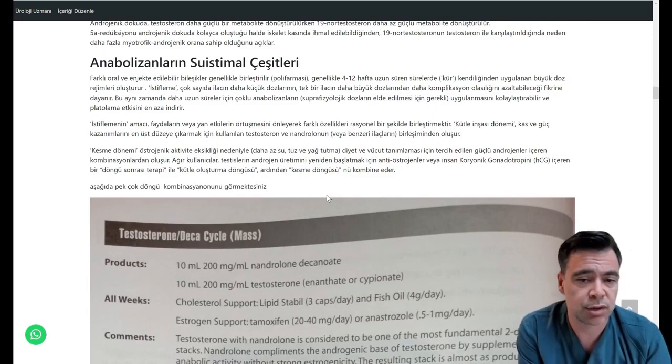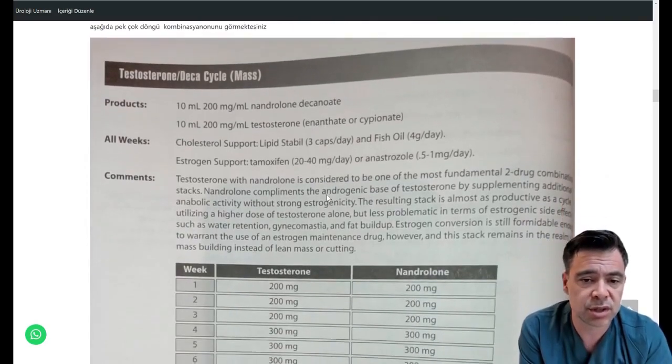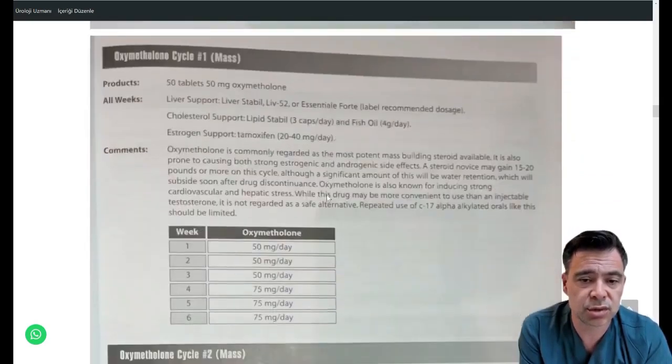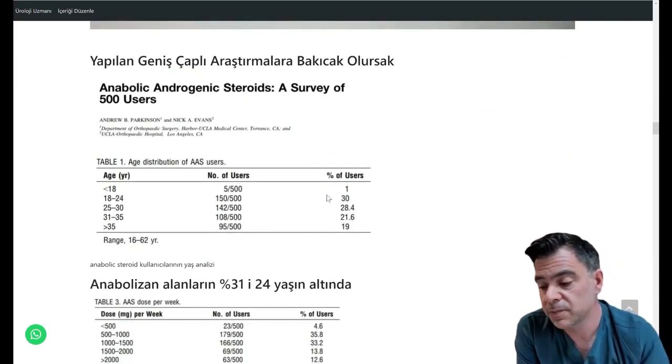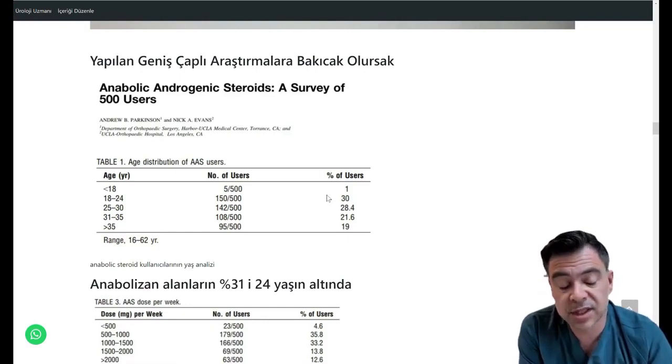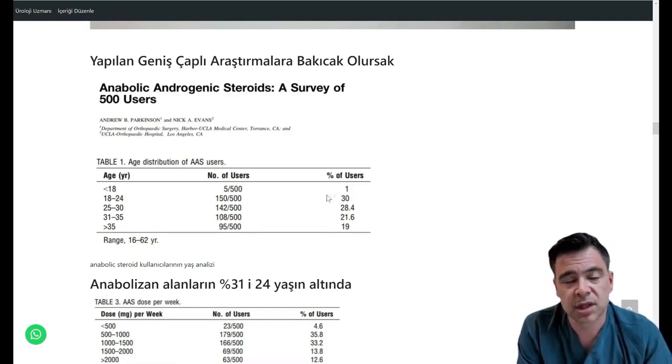Anabolic steroids have been used in the sports community for nearly 70 years. And more experiences are being passed on from person to person. It becomes a ball of knowledge. There are various types of cycles among users, and we see them here. These are very high doses.